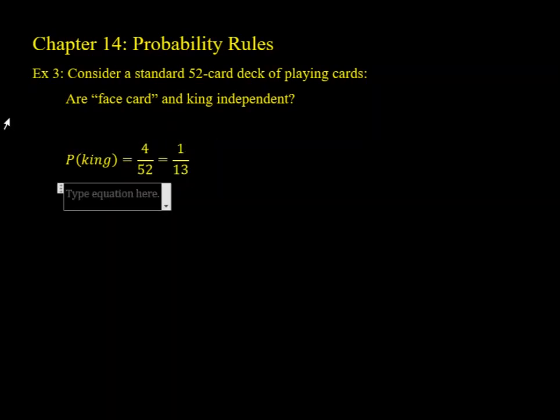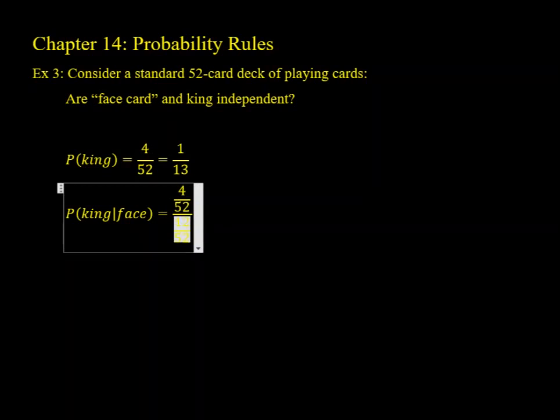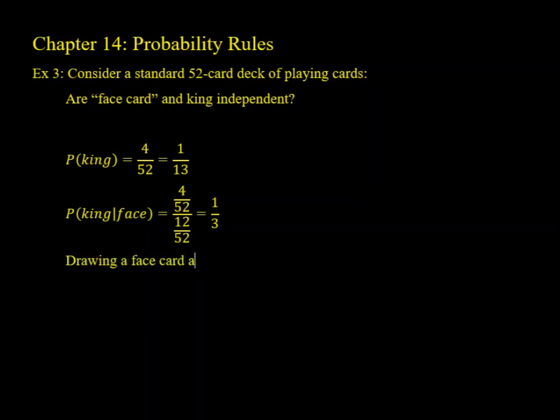The probability of a king, given you have a face card already, will be the probability of a king and face card, which is 4 over 52, divided by the probability of a face card, 12 over 52. This equals 1 over 13 over 3 over 13, which is 1 over 3. So drawing a face card and a king are not independent because the probability of drawing a king is not the same as the probability of drawing a king given you have a face card.